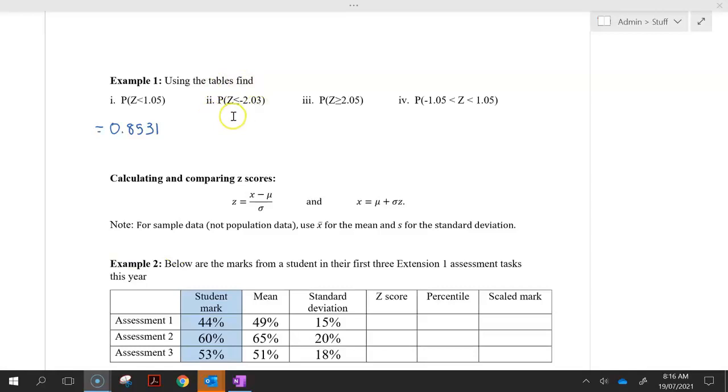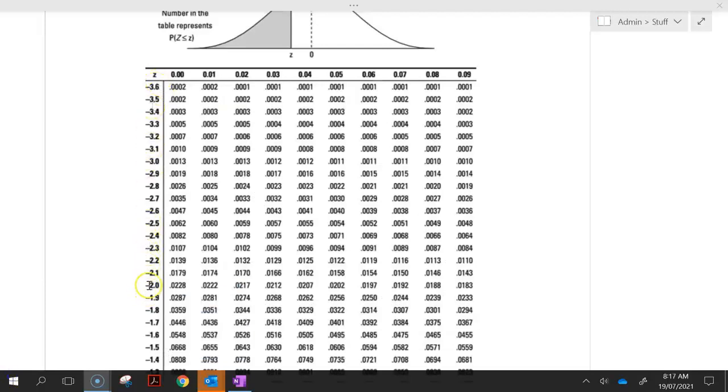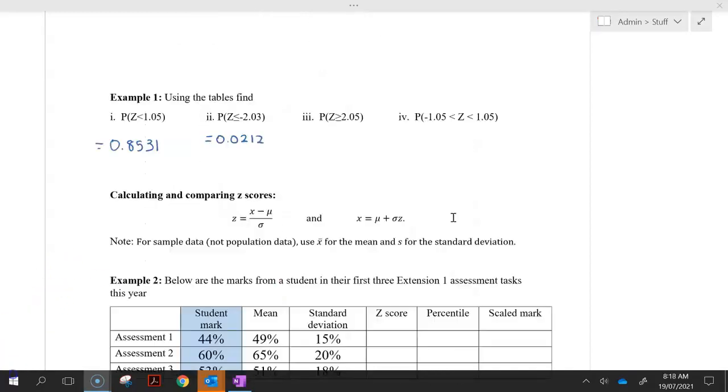So we're just going to jump straight to the negative 2.03. So we've got the negative ones this time. We go down to negative 2.0 across to 3 and we have that value of 0.0212. Okay, so if you're given a negative Z-score table, that's what you'll need to do. However, quite often you'll only be given the positive values. So you'll only be given that second part of the table.